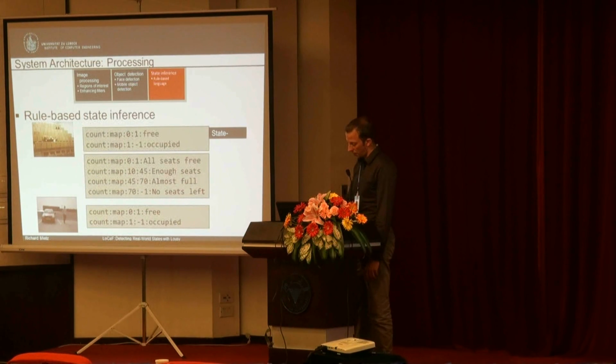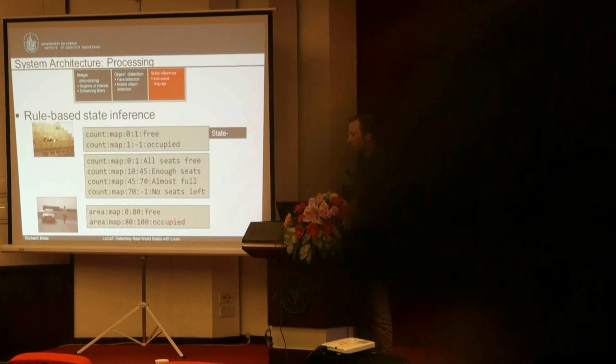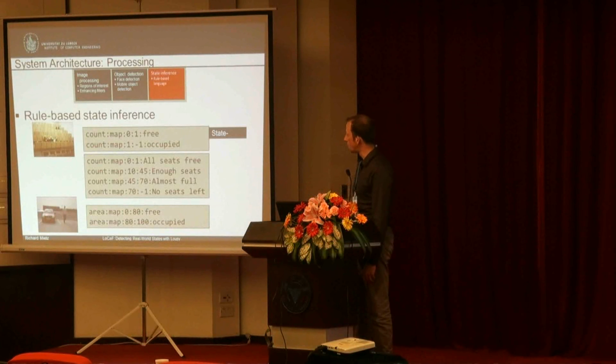So we have another option, which is to use the area which is covered by the object. This is also given by the step before from the object detection. So if the area is between 0% and 80%, then it's free, and if it's above 80%, then it's occupied. And so for the left region now, it would be occupied, and for the right region, it would be free, which is what we want to have.